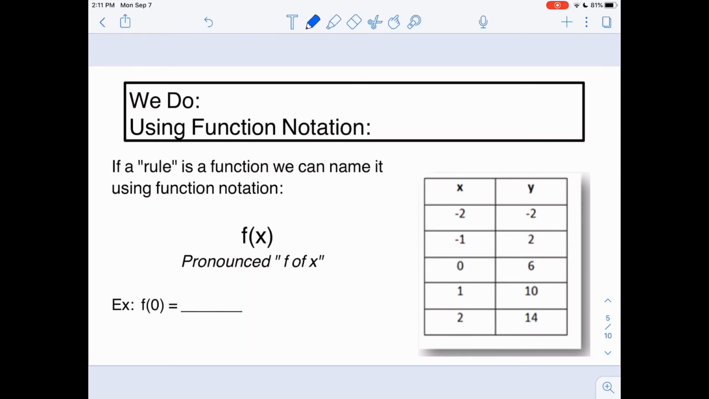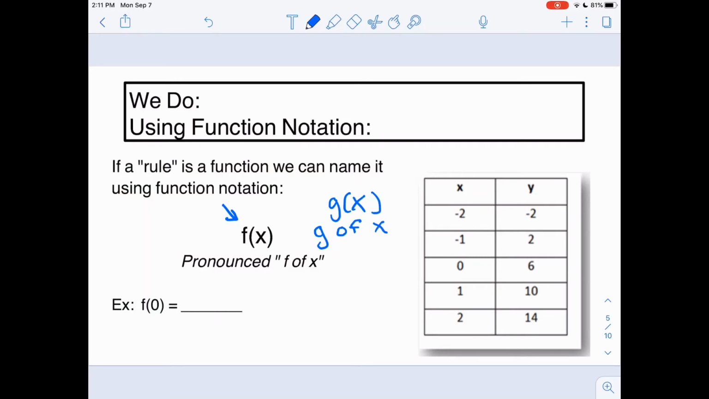When something is a function, we can name it using function notation, which is right down here. Function notation is pronounced f of x. If you saw function notation like this, you would pronounce it g of x. That's how we signal to people that this relationship between our numbers is a function.